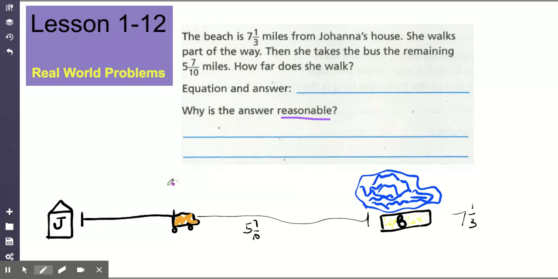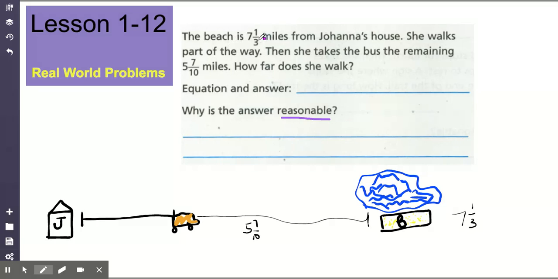Now with word problems, as you can see, I always like to draw pictures. And the reason I do that is so that I can visualize the problem to make sure that I know I'm doing the right procedure. So for this one, I read the problem and I wrote it out.